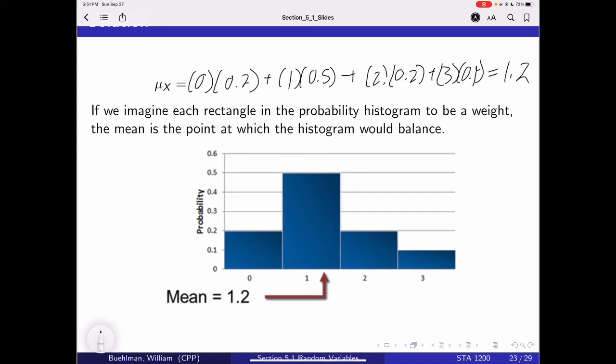If we imagine each rectangle in a probability histogram to be a weight, the mean point is the spot where the histogram would balance. So if you were to take this histogram and put your finger right where that arrow is, that's where the balance of the histogram is.